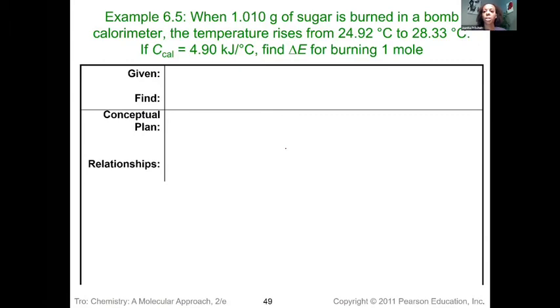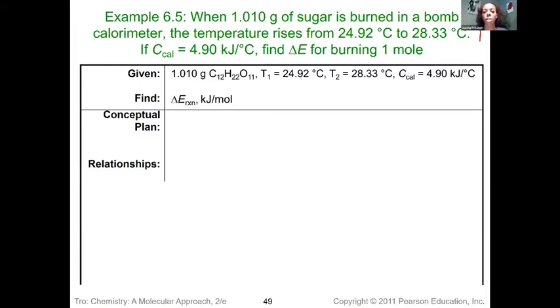So it says here, when 1 mole of sugar is burned in a bomb calorimeter, the temperature rises from 24.92 degrees Celsius to 28.33 degrees Celsius. If the C-cal, the heat capacity of the calorimeter, is 4.9 kilojoules per degree Celsius, find the energy for burning 1 mole. We're just dealing with basic sugar here, and we started with 1.010 grams of that sugar, placed in this calorimeter.